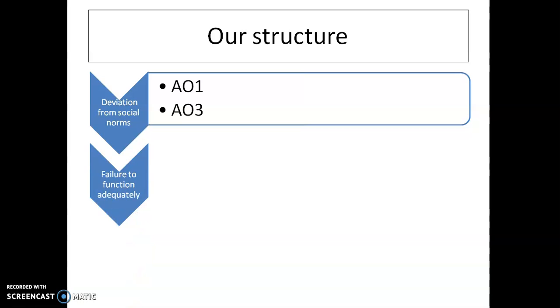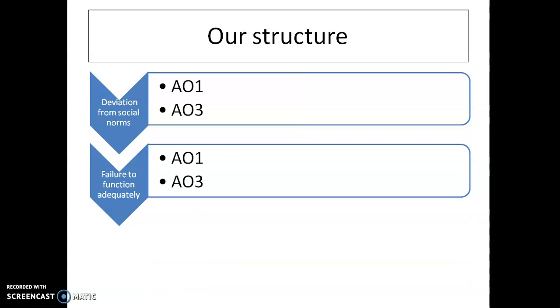The next one I have is failure to function adequately. I've spoken about deviation from social norms and given my evaluation, and now I'm providing a new definition. I could say another definition of abnormality is the failure to function adequately. Again, I provide an explanation and then an example as well. And then I can provide an evaluation again of my AO1 mark. I could possibly give a strength to this, for example, and say it acknowledges the patient's perspective.